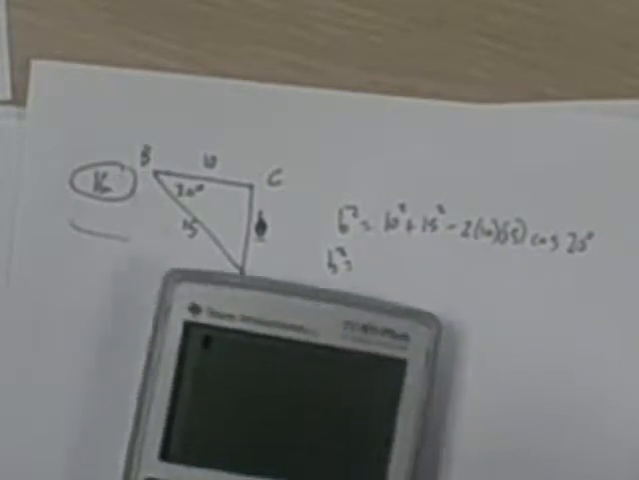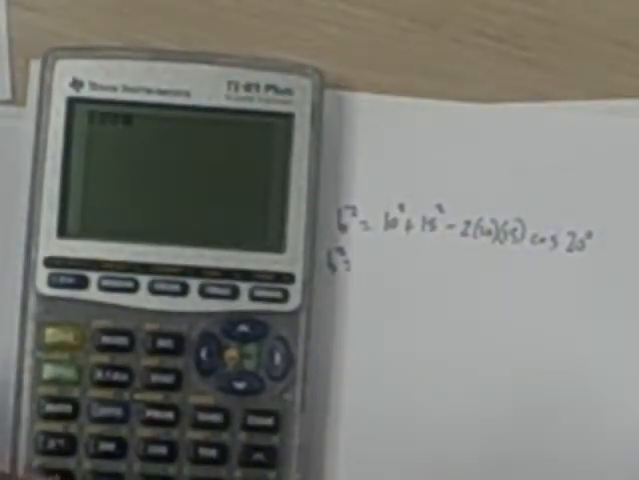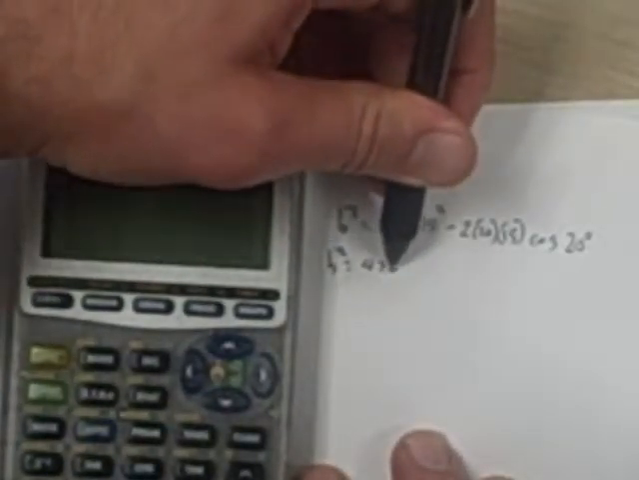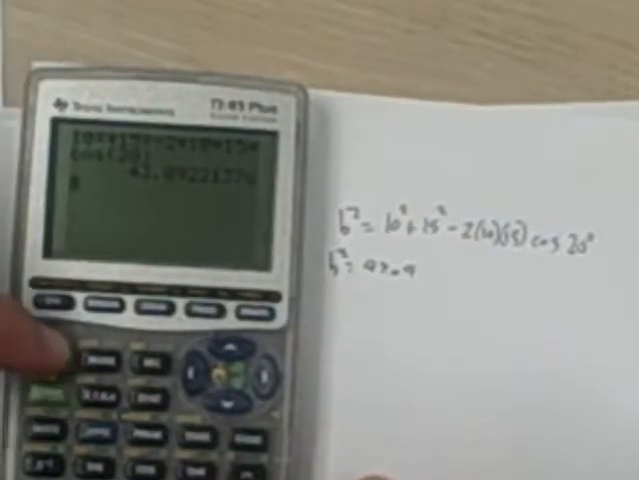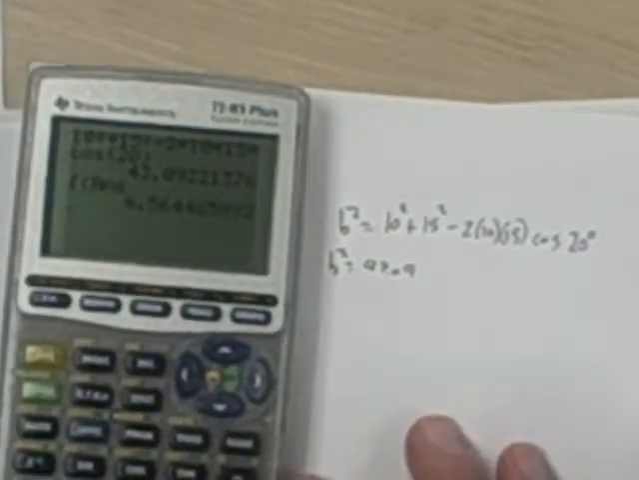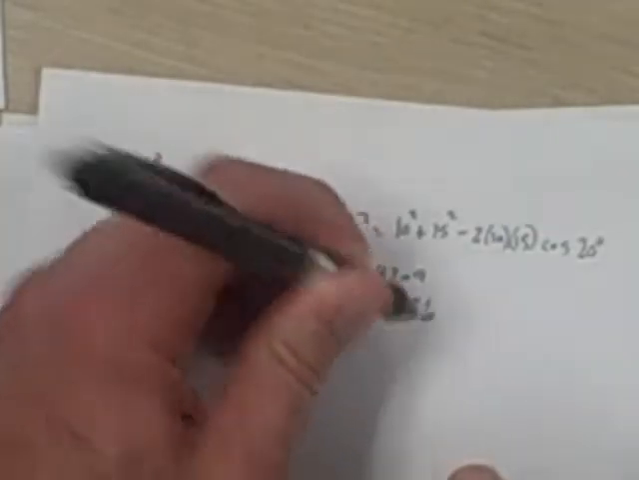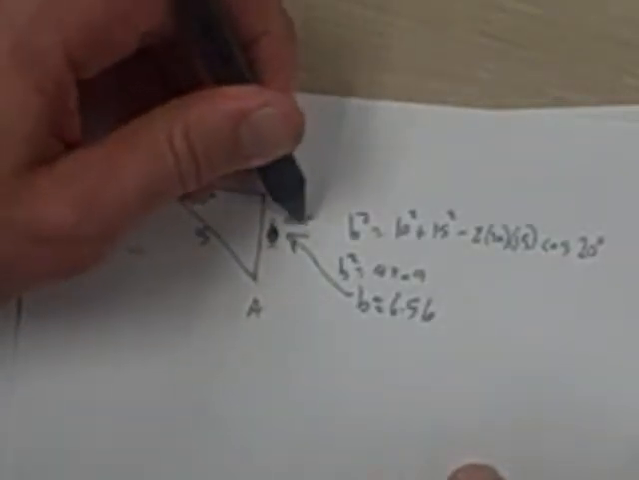all this. I'm just going to grab my calculator and go 10 squared plus 15 squared minus 2 times 10 times 15 times cosine of 20 degrees. And I get that b squared is about 43.09. So I'm going to square root that then. I get about 6.56. So now I have these three sides, 10, 15, and 6.56.